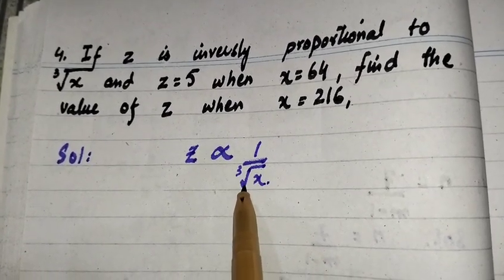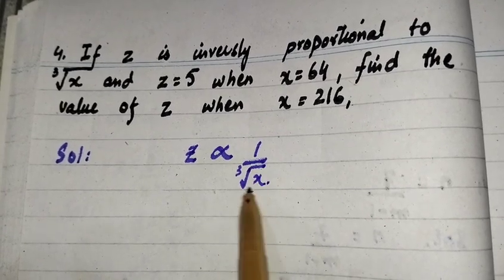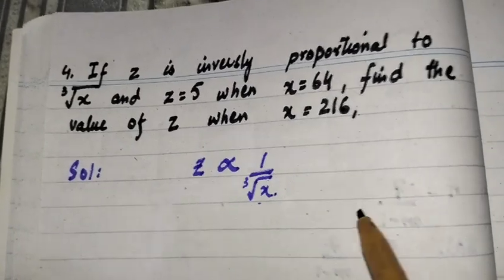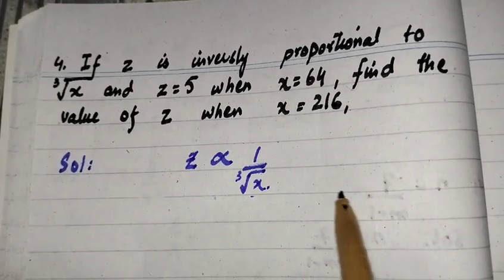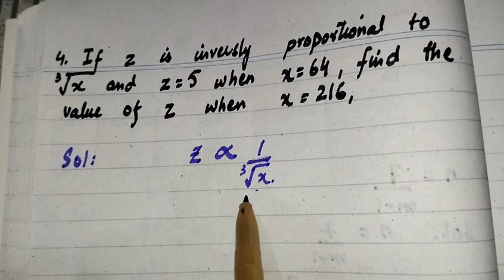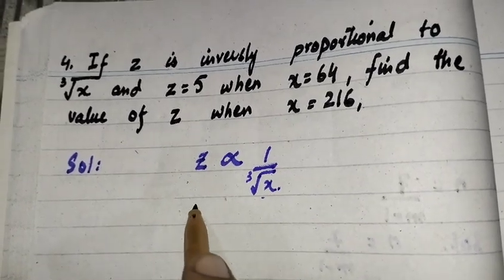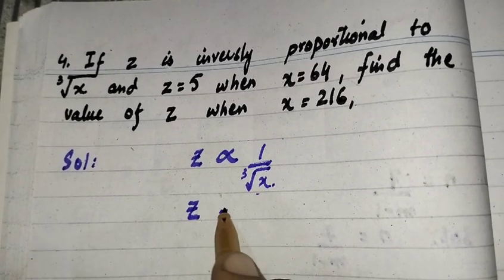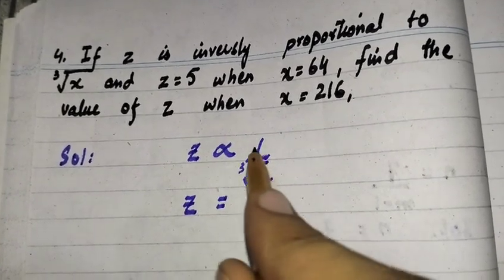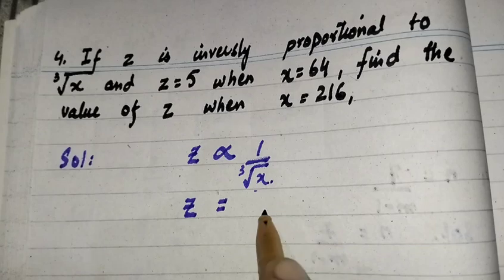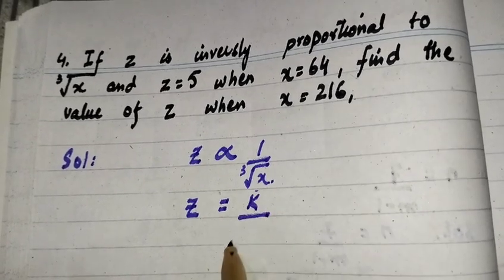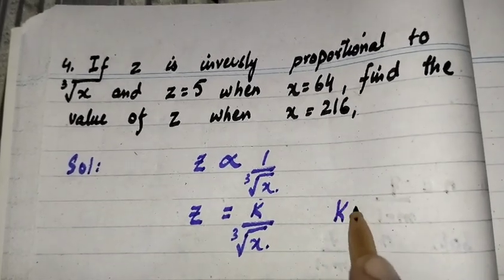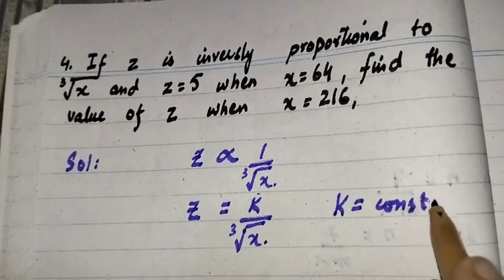When the two variables are directly proportional, the variable is written in the numerator, not in the denominator. As in this question the proportionality is inverse, z is proportional to 1 upon the cube root of x. Now converting the proportionality into equality by multiplying with k, it will be z equals k upon the cube root of x, where k is the constant.